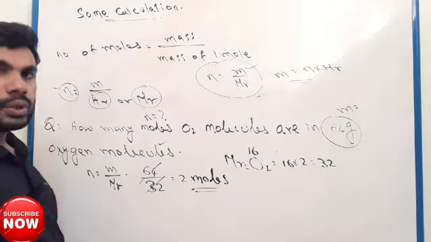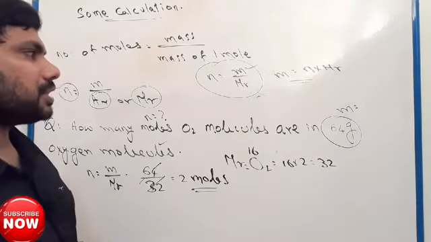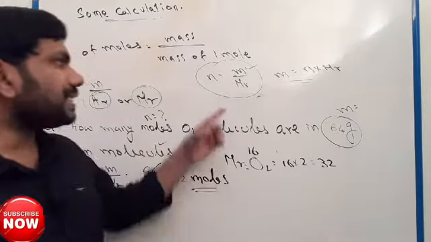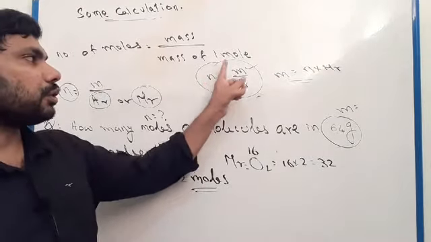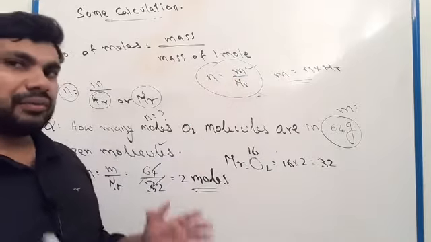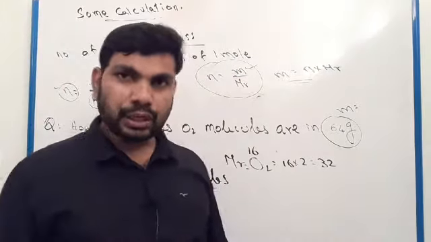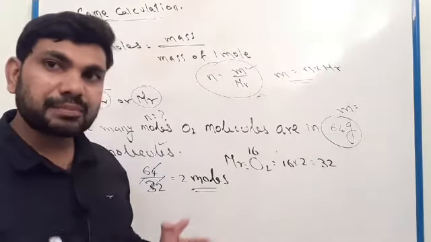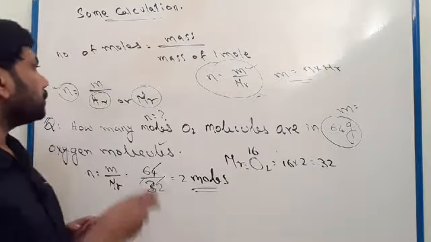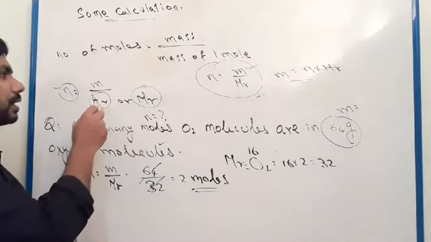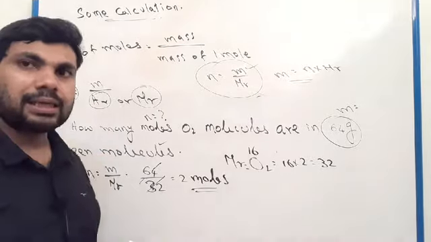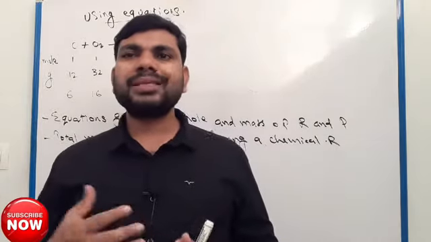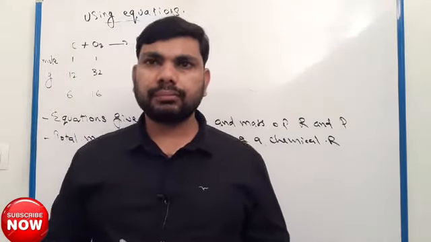Okay, 2 mole. So simply you can find number of moles, you can find mass, using this equation: number of moles is equal to mass over molar mass. If the given substance is a molecule, you have to use number of moles is equal to mass over molar mass. If the given substance is an atom, you have to use number of moles is equal to mass over relative atomic mass. Clear?